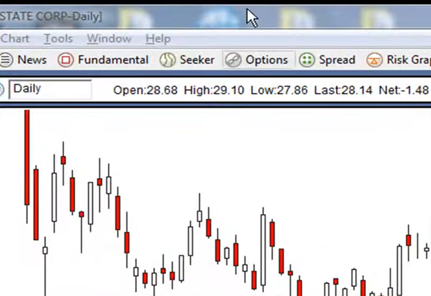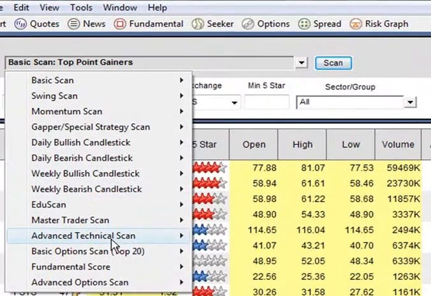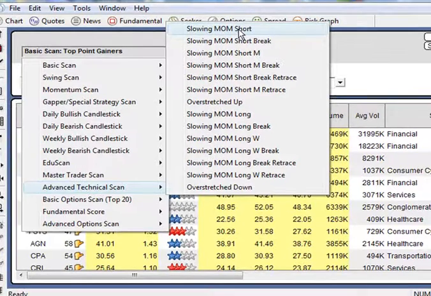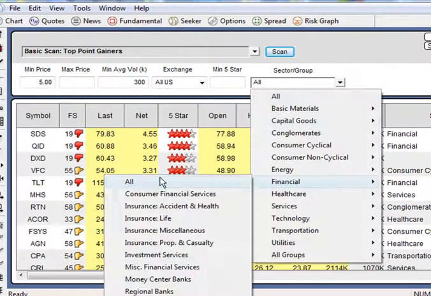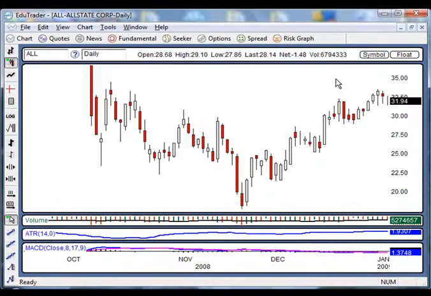So I then chose a trade seeker scan. I used the seeker, and I ran one of the advanced technical scans, a scan for slowing momentum short, basically to help me find stocks that were losing momentum and probably going to drop. And I specified that I scanned it on the insurance sector. I went down to the financials and narrowed it down to the insurance sector. Well, I wound up finding this particular stock, Allstate. And let me walk you through what caught my eye and how I identified this trading opportunity.